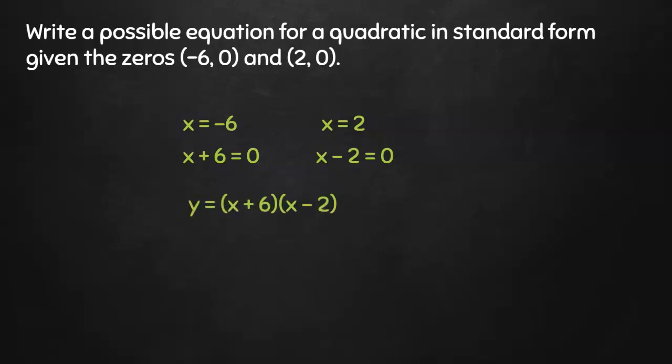So here are your two factors, x plus 6 and x minus 2. I'm going to go ahead and multiply using FOIL or double distribute or your box method. When I simplify, I get x squared plus 4x minus 12. Notice how my quadratic is in standard form.